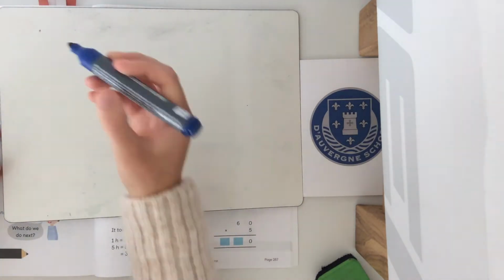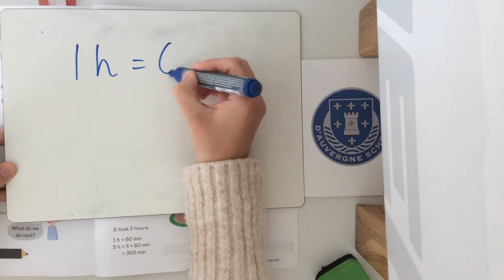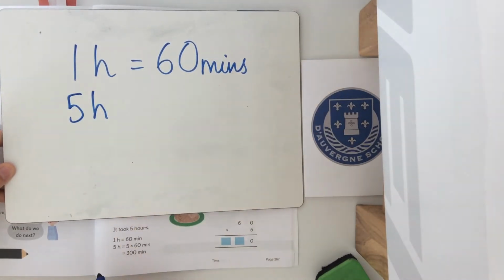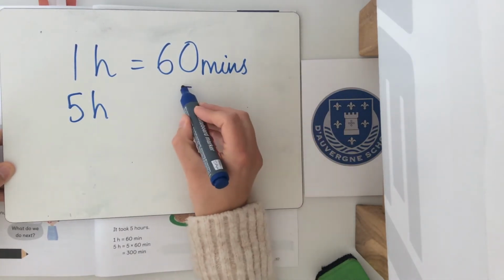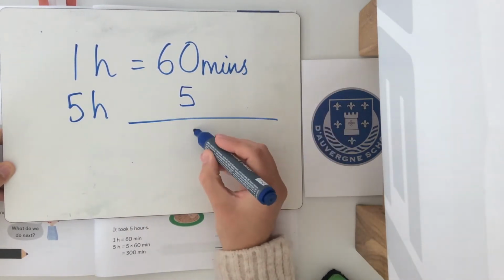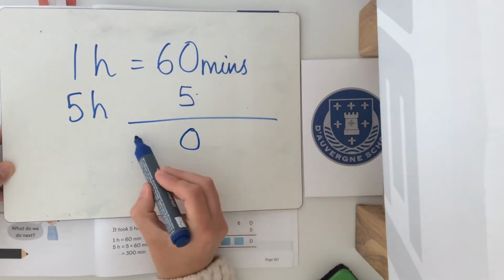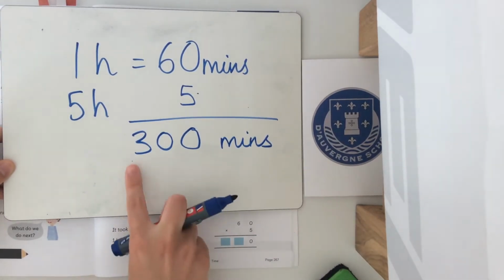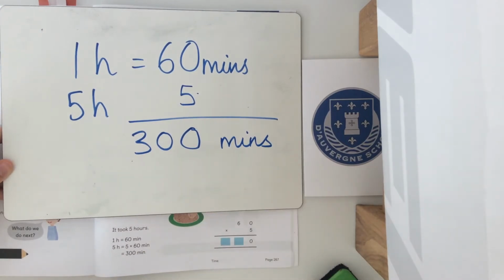So if we know that 1 hour equals 60 minutes and we want to find 5 hours, we need to times 60 minutes by 5. So we can use the method that we used yesterday. 0 times 5 equals 0, 6 times 5 equals 30. Together that makes 300 minutes.